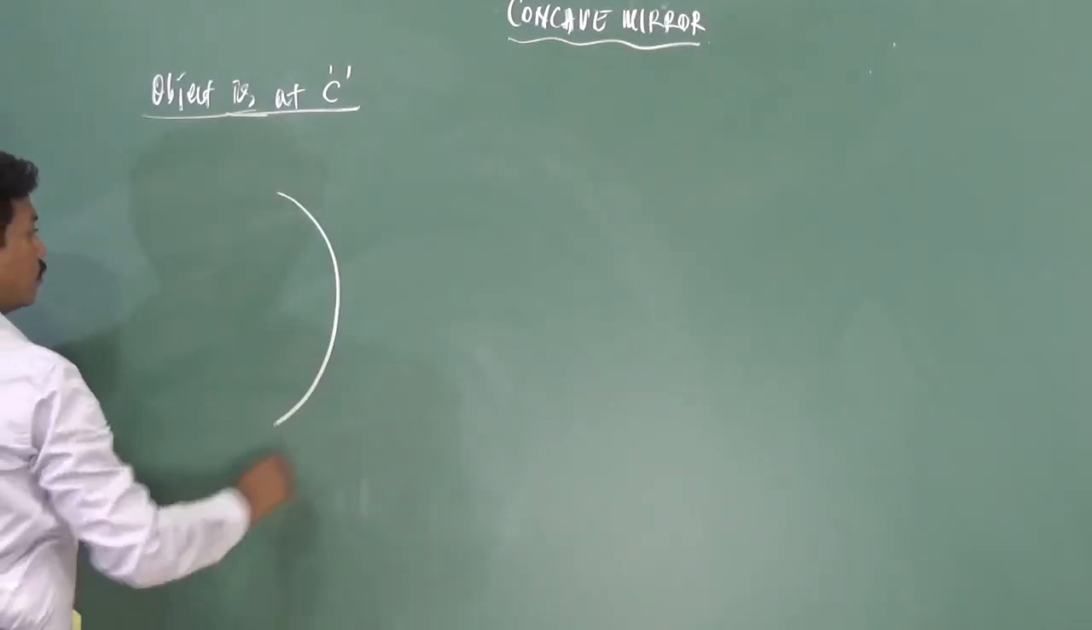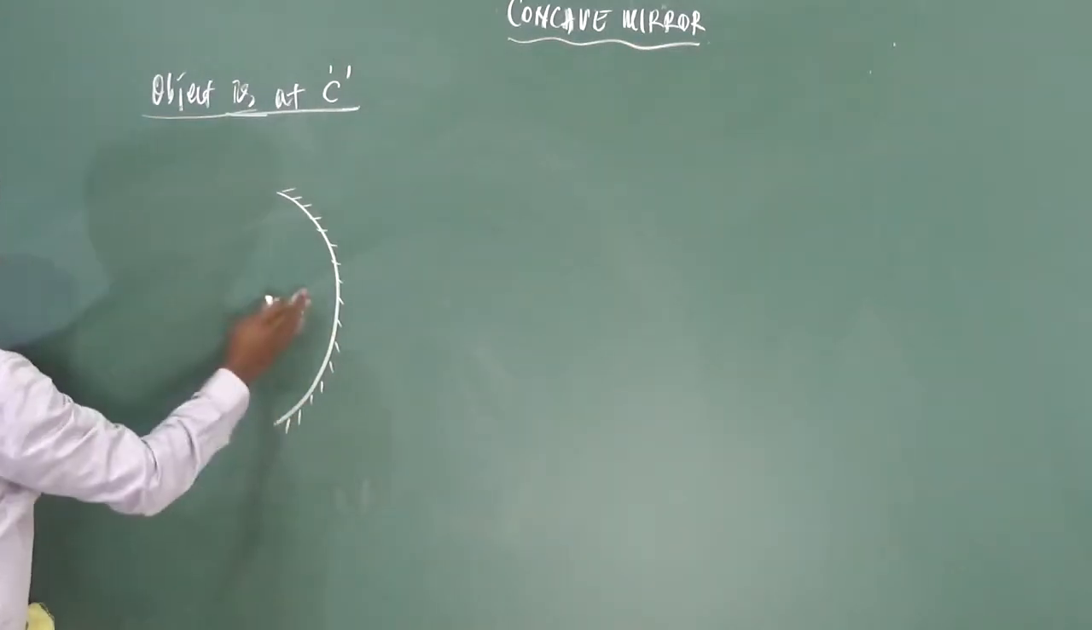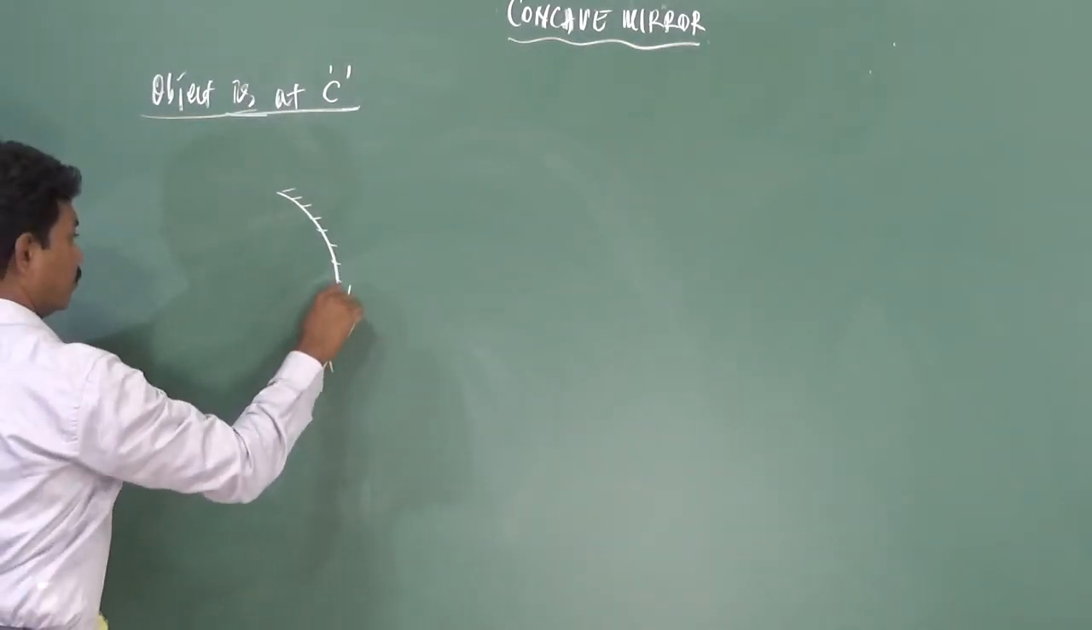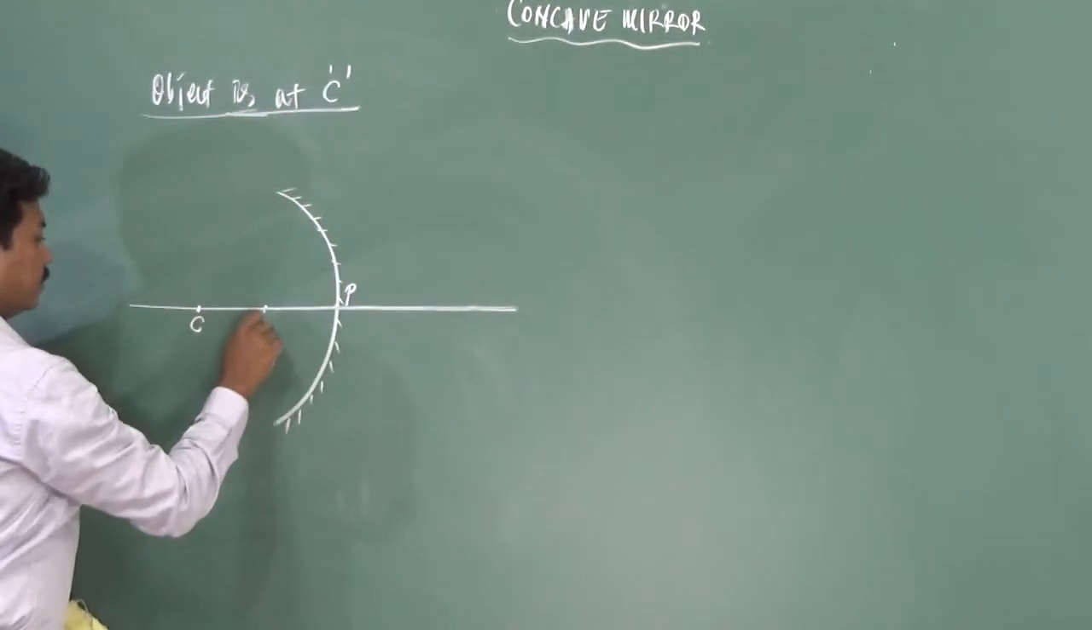Now, consider a concave mirror. This is silvered at the outer surface, hence it is reflecting at the inner surface. This is the pole of the mirror. This is the principal axis. This becomes the center of curvature, and this is the principal focus.